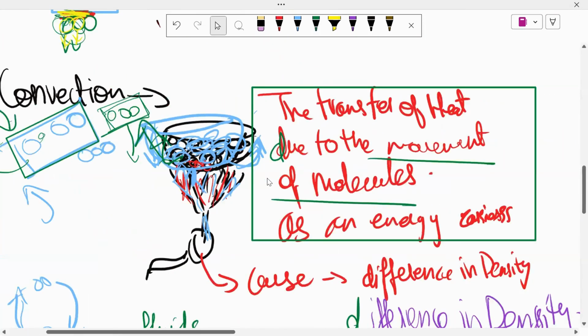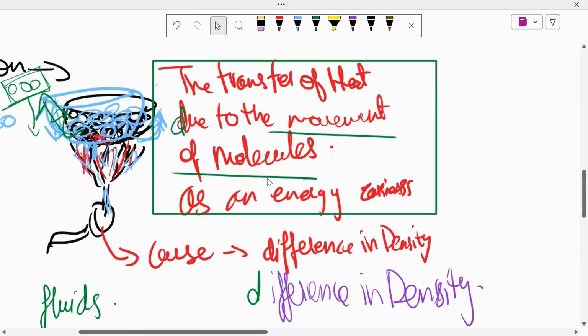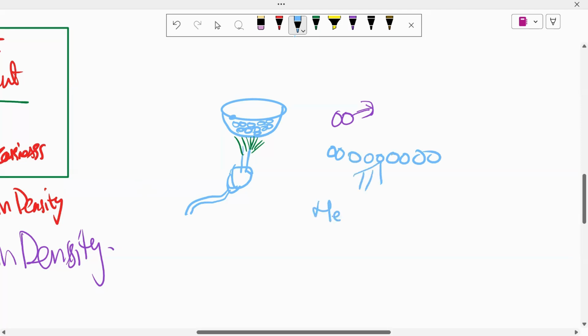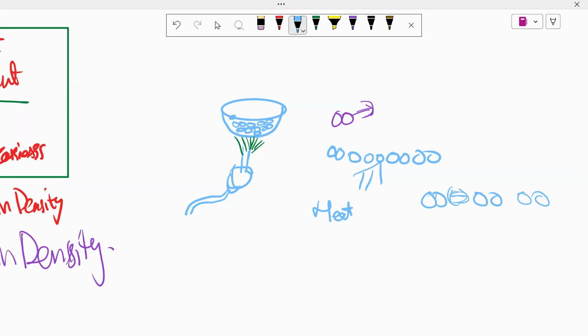Now let's go to convection. Convection is basically the transfer of heat due to the movement of molecules as energy carriers. In this example, at the bottom there are some particles. When the heat is given to them, they start to expand, so they have a lower density than the particles at the top. If they have low density, they will go up to the top.